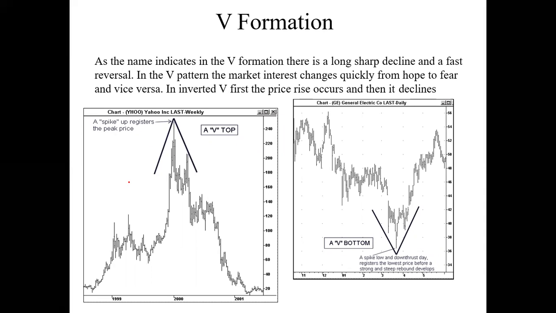In a V formation, there is a long sharp decline and a fast reversal. In the V pattern, the market interest changes quickly from hope to fear and vice versa. In an inverted V, first the price rises and then it starts declining. So we can see here the price rises, then it starts declining. And here, the price first declines from the top, then it starts moving upward. So this is the V formation.